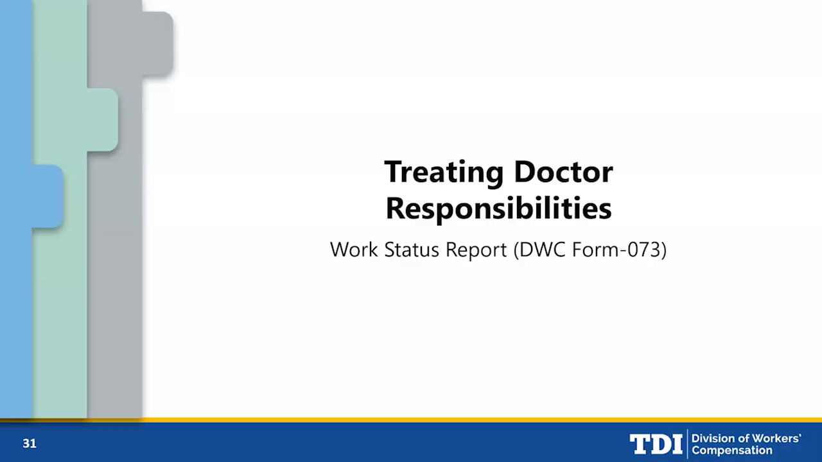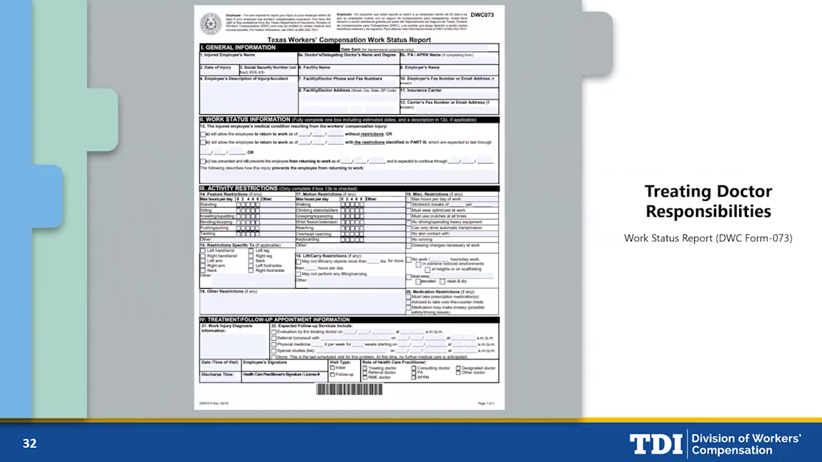The treating doctor is responsible for completing the DWC 73 form, known as the work status report. This is the important communication tool for that employer. You can bill for CPT code 99080-73 and receive reimbursement of $15, while a physician assistant or APRN can complete the form under proper delegation. Remember, the treating doctor is still the one who is ultimately responsible for the form's accuracy.